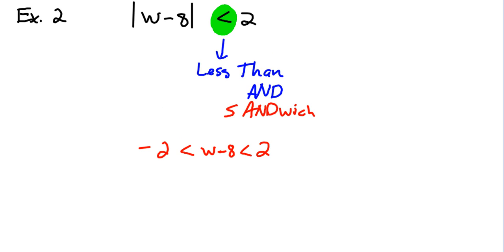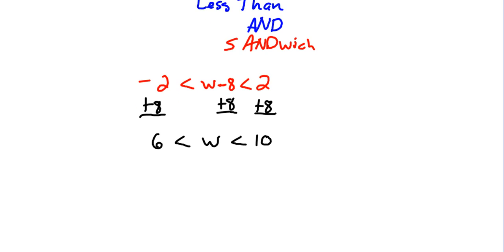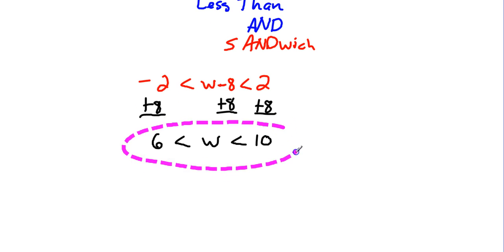And again, it goes right back to the 9.1. As long as you sandwich it between the 2 numbers, then you're going to work from the inside out. So you got this -8, you're going to do +8 to all 3 parts. So we've got 6 is less than w, which is less than 10. And for that one, that is your answer, because there was only that one step to do here.